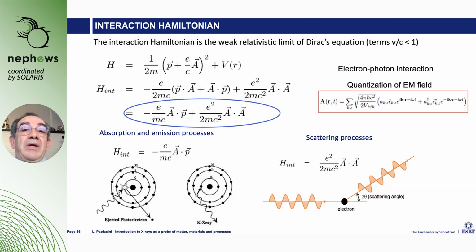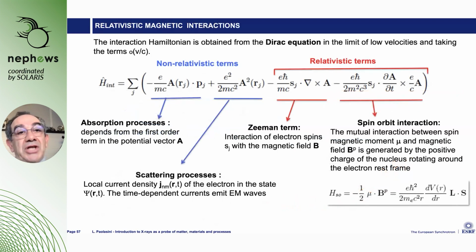The linear term in the vector potential is associated to the emission absorption process. The quadratic term is associated to the scattering process. In general, it's much more complicated because if we want to include the relativistic magnetic interaction, we need to consider also the Zeeman term or the spin-orbit interaction term. For the absorption spectroscopy, most of the time, the first term, linear in the vector potential, is considered.